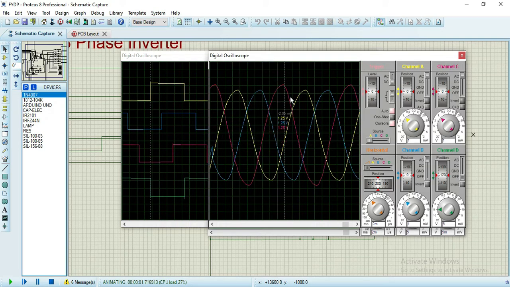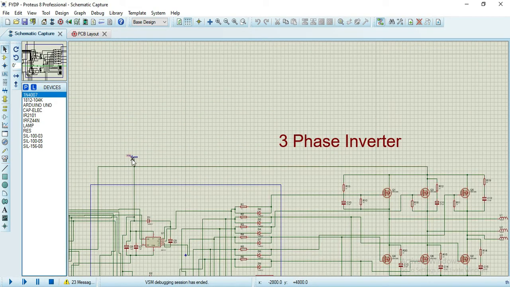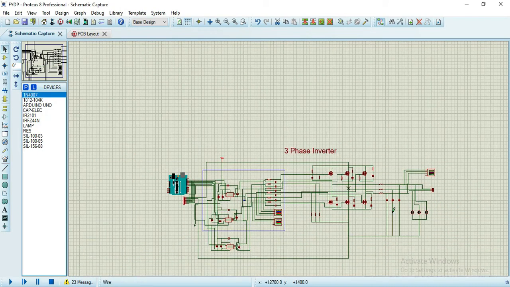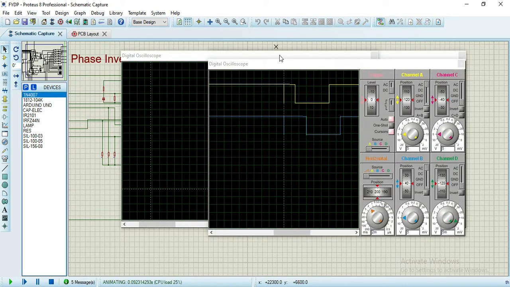Why is this peak to peak approximately 12 volts? My DC power is 12 volts, right? This is 12 volts, right? So if I give 12 volt DC to the circuit, the maximum peak to peak output voltage would be 12 volts, right?